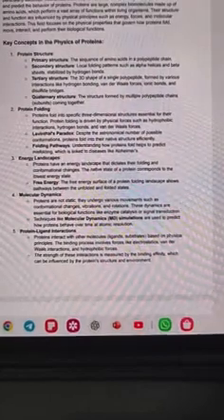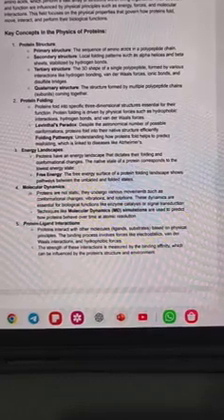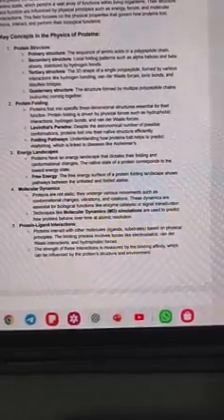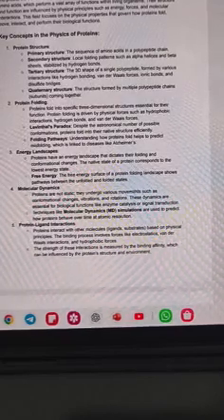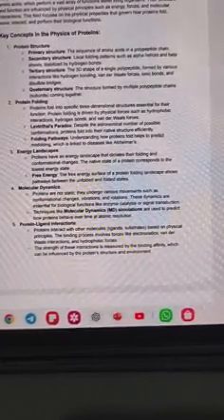So, firstly, we are going to discuss some of the concepts. First is protein structure. Firstly, the primary structure: the sequence of amino acids in a polypeptide chain. Secondary structure: local folding patterns such as the alpha helix and the beta sheet, stabilized by hydrogen bonds.